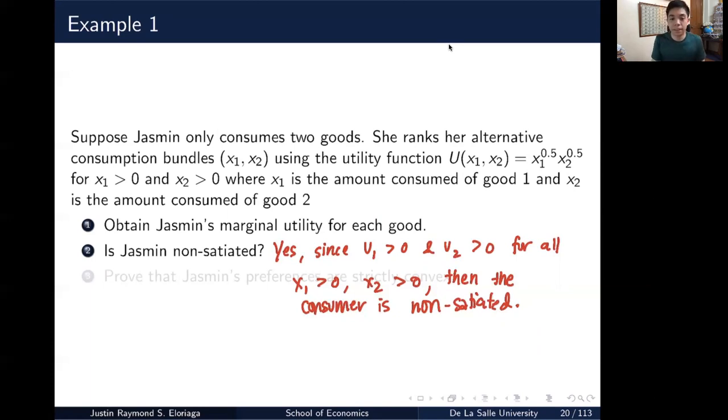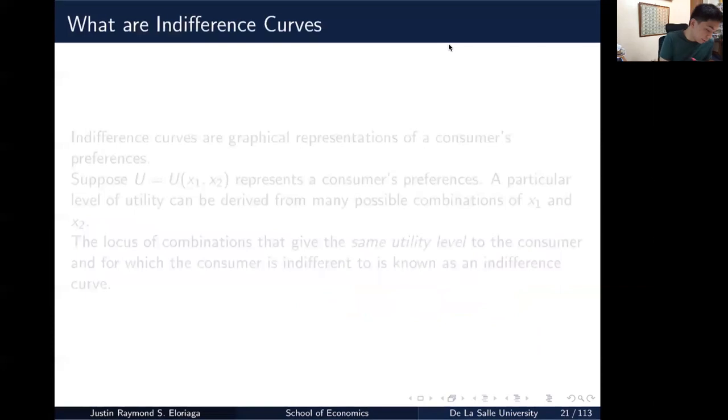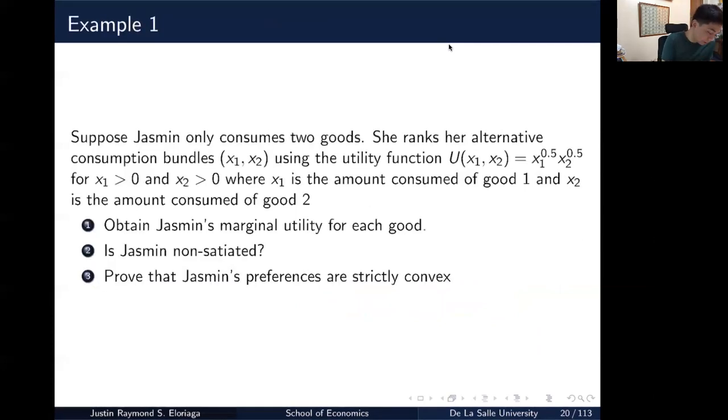The next one just asks, prove that Jasmine's preferences are strictly convex. That's simple enough. We need to get our cross partial derivatives. So remember, u1 is equal to 0.5 x1 to the negative 0.5, x2 to the 0.5, and u2 is equal to 0.5 x1 to the 0.5, x2 to the negative 0.5. So let's first get the direct second order derivatives.